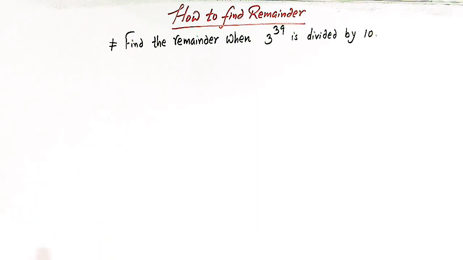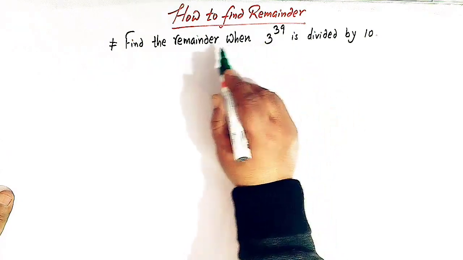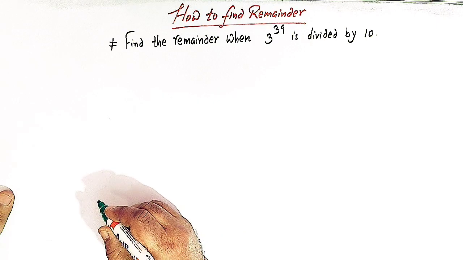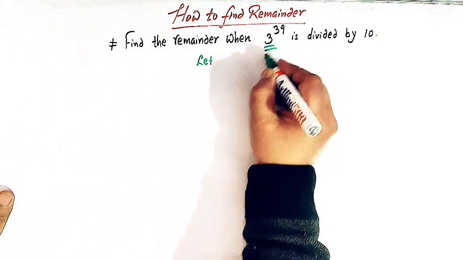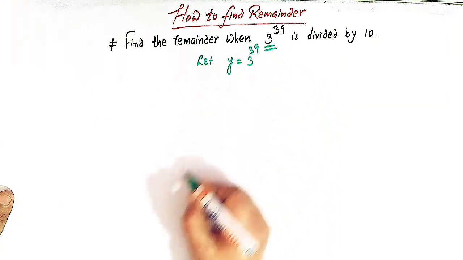So let us start and let us take these problems one by one, and we'll also see the concepts when we solve these problems. So here we have to find the remainder when 3 raised to 39 is divided by 10, right? So we'll take this number as y. So let y is equal to 3 raised to 39.